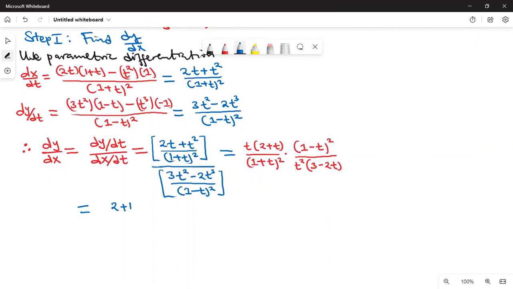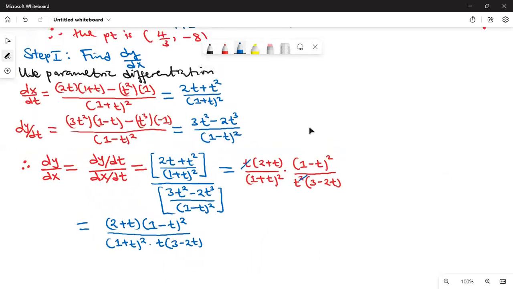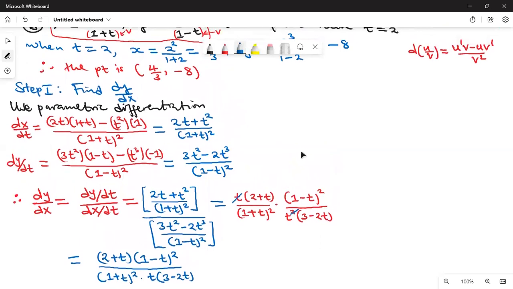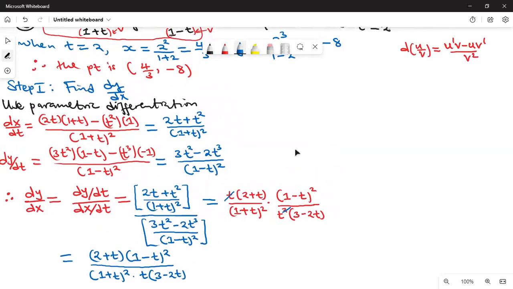2 plus t times 1 minus t squared over 1 plus t squared times t into 3 minus 2t. What I've done is that this t has cancelled with one of the t's. So now that is dy/dx. That is step 1. We have managed to find dy/dx.